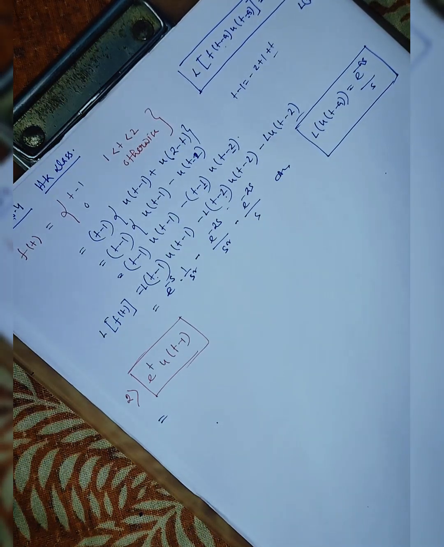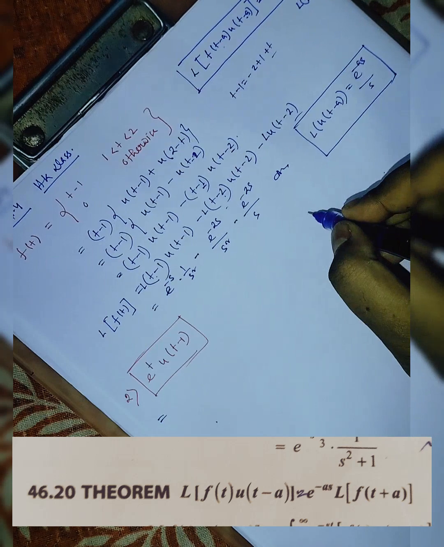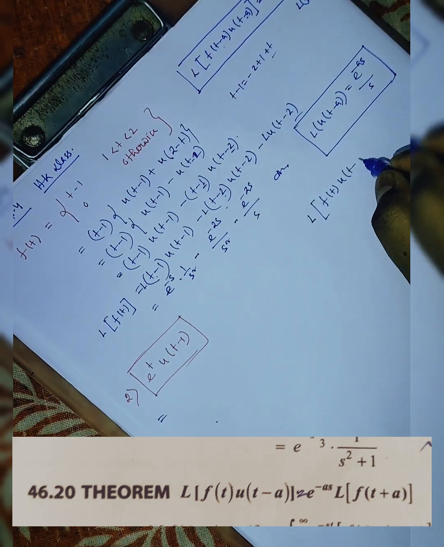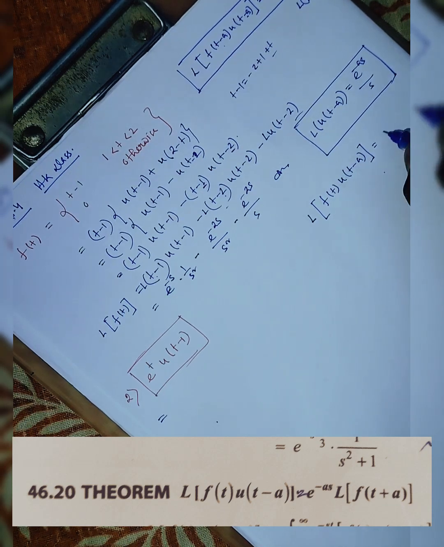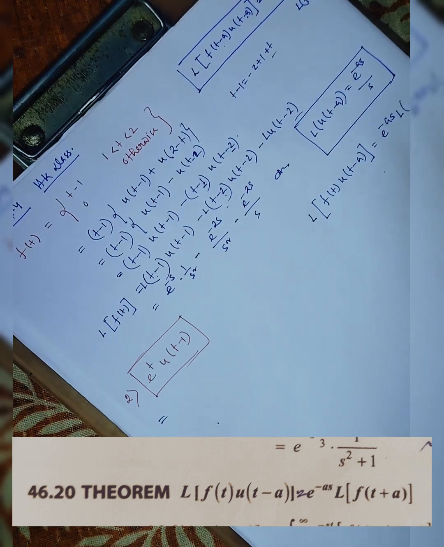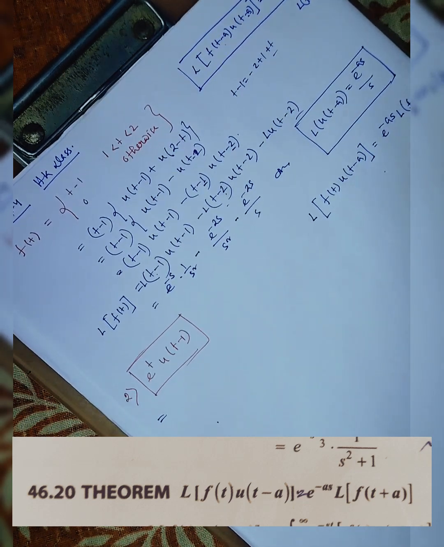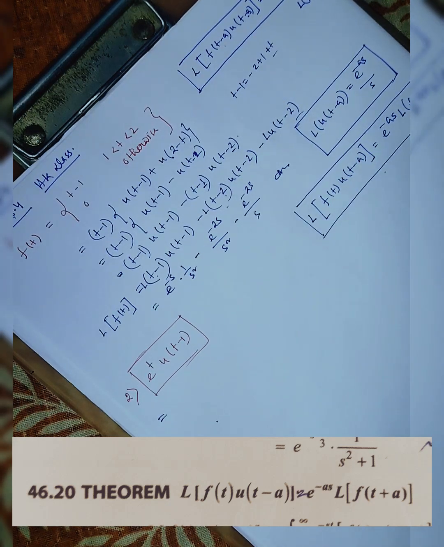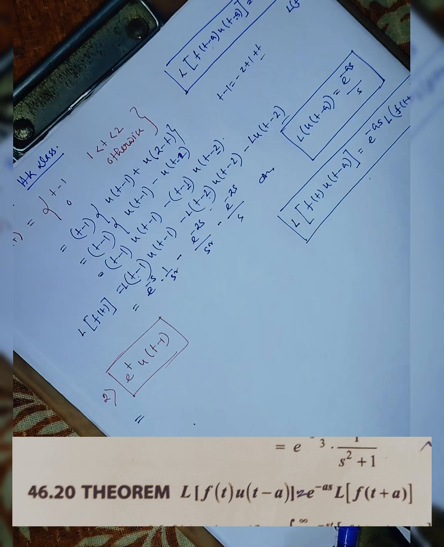Okay, so first of all I need to write this formula. I think you all know about this formula; in HK Das you will see a heading, theorem, and this theorem will be used here. L of f of t u of t minus a equals e to the power minus s L of f of t plus a. This is a very important formula for you. Keep it in your mind.